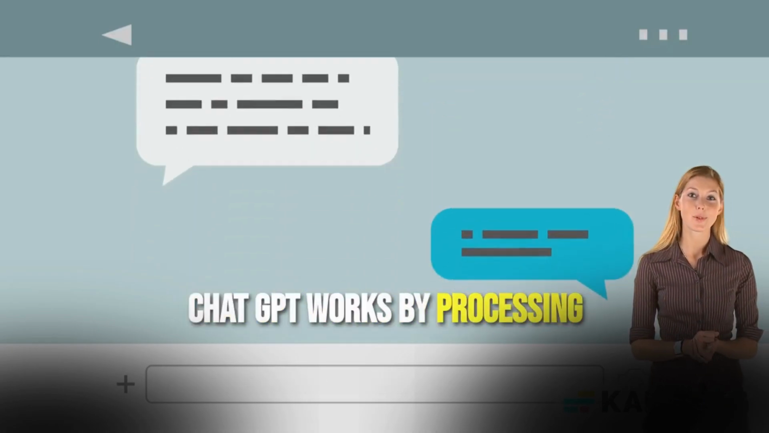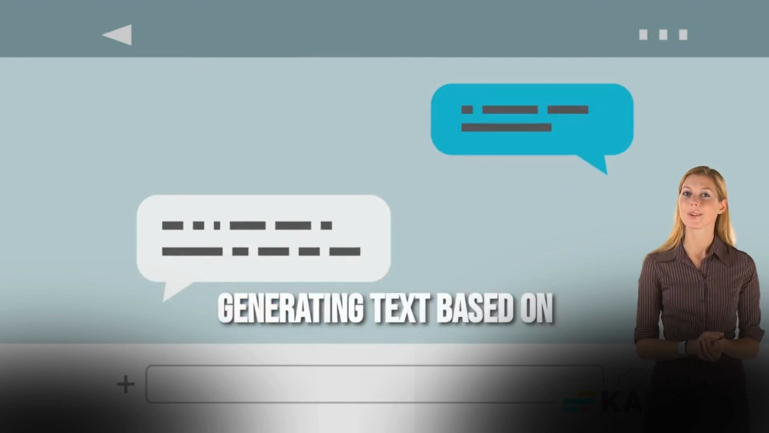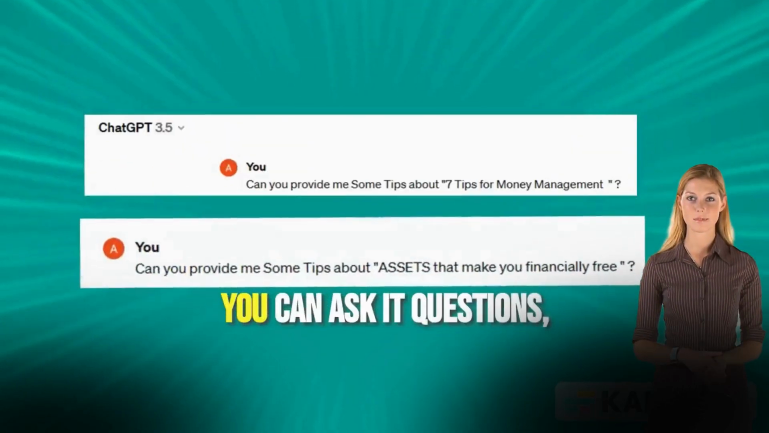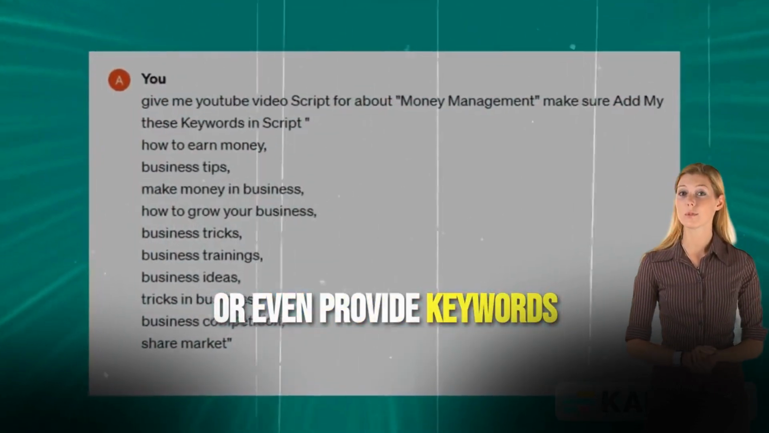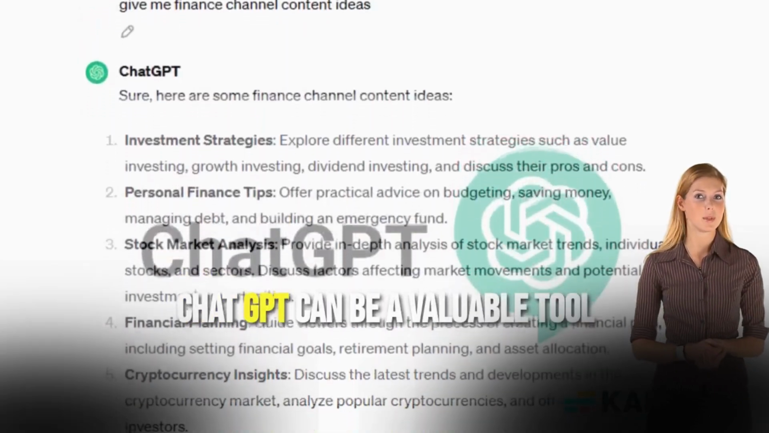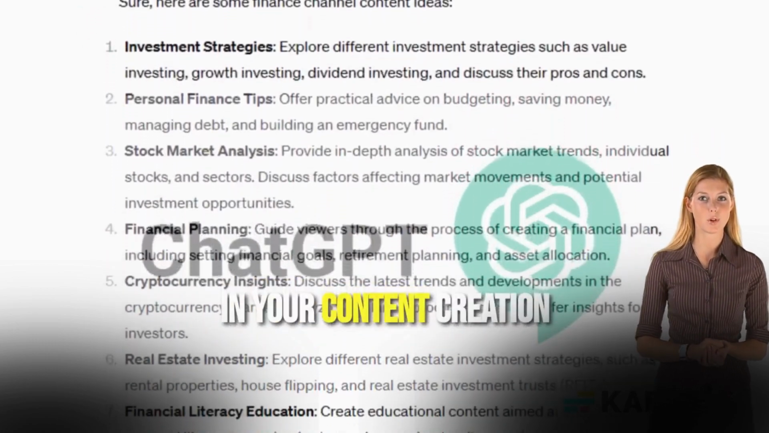ChatGPT works by processing the prompts you provide and generating text based on its training data. You can ask it questions, give it scenarios, or even provide keywords related to your niche. ChatGPT can be a valuable tool in your content creation arsenal.